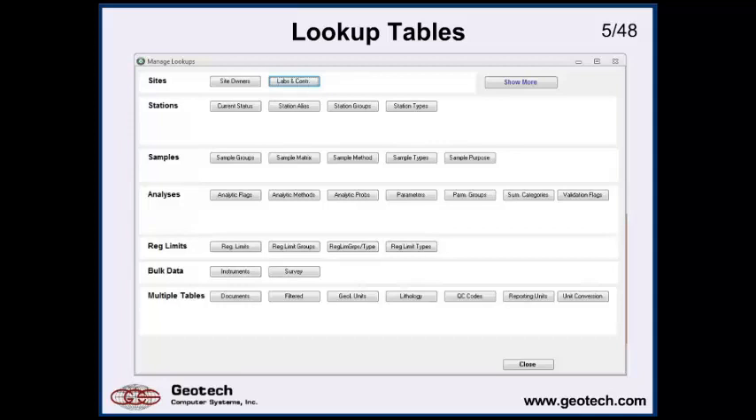Some of them are much more complex, like the parameters have a lot of other data elements that go with them. Of course, a big one for a lot of people is the regulatory limits, or MCLs, whatever you want to call them. And so I'm not going to go through all of these. A lot of it depends on what kind of data you're storing too. If you're storing chemical data, you'll have one set of lookups. If you want to store geology and lithology with the data, then you're going to manage those lookup tables as well.